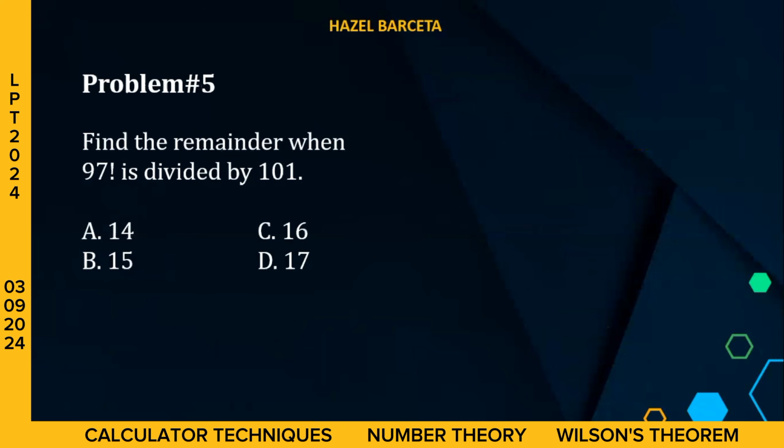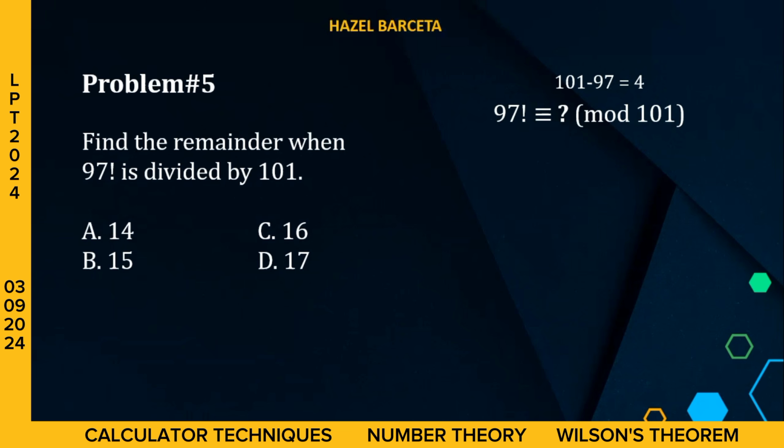Problem number 5. Find the remainder when 97 factorial is divided by 101. So, ito po ang ating problem. Ang una po natin gagawin ay i-check po natin yung difference. 101 minus 97 is equal to 4. Pero, what we have from case 1 to case 3 ay hanggang difference of 3 lang. So, paano po natin gagawin?